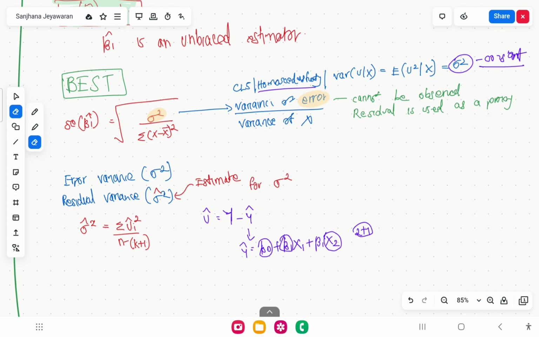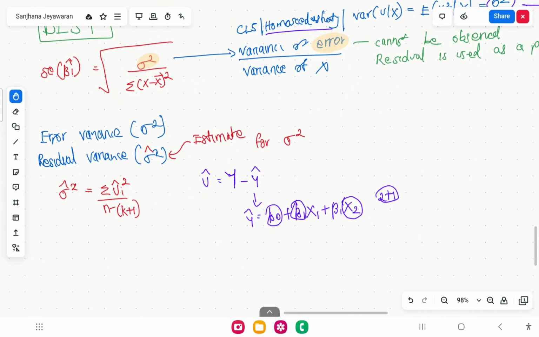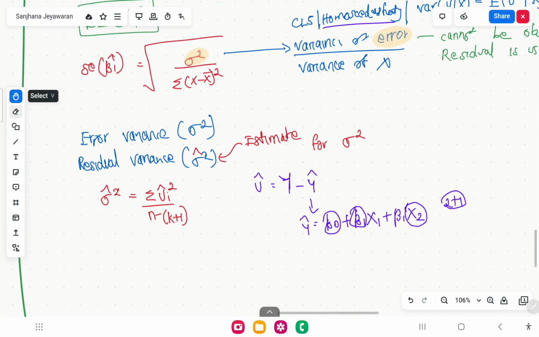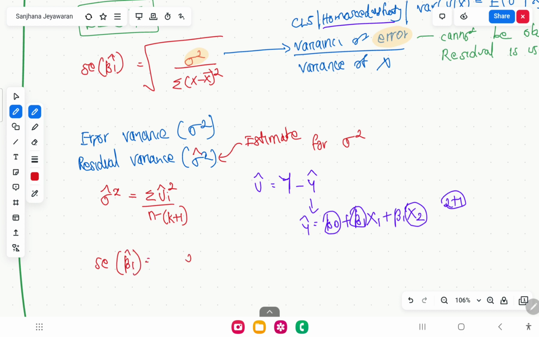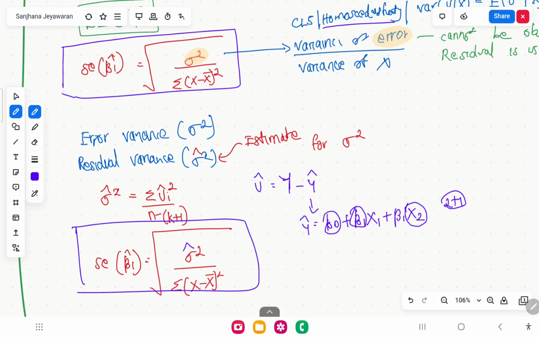This is how we actually find the standard error. So if I plug this residual variance into the formula which we got before, how would it look? Standard error of beta 1 is equal to the square root of sigma square divided by the summation of x minus x bar square. It's the same thing which I've written. What have I missed? We have to put the cap on this. This is called the standard error, this is the estimated standard error. So this is the formula for beta 1.